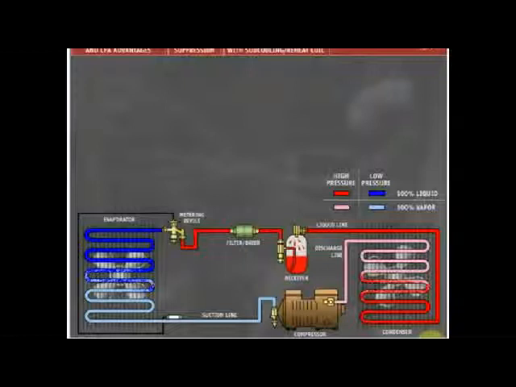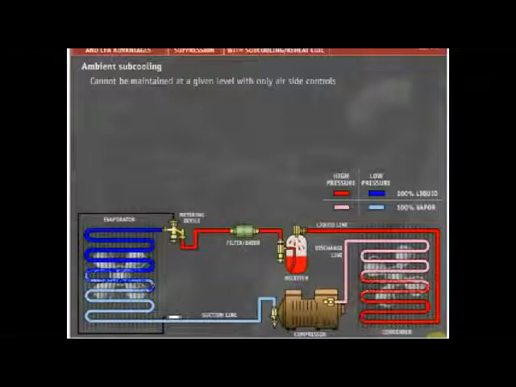There are several ways to subcool liquid refrigerant. One way, often called ambient subcooling, is to sensibly cool the liquid in the bottom of the condenser, removing sensible heat from it. Ambient subcooling, however, cannot be maintained at a given level with only air-side controls.